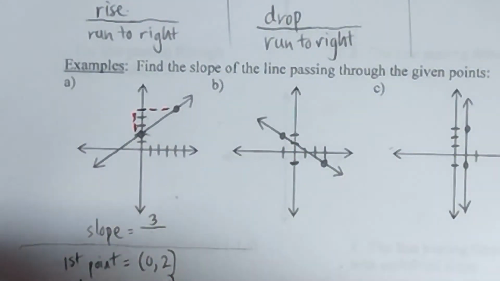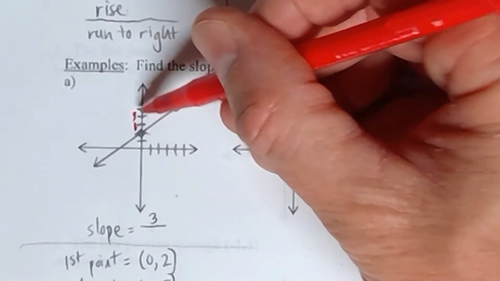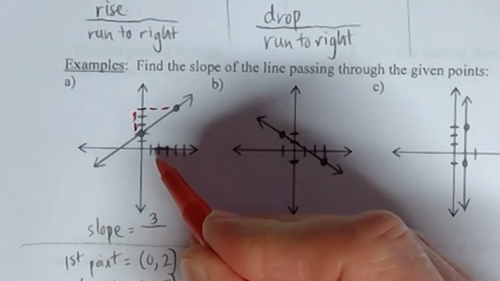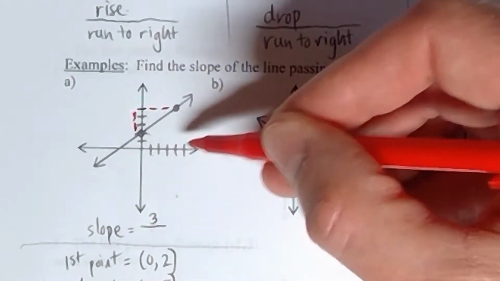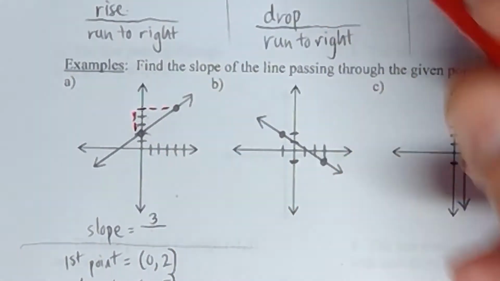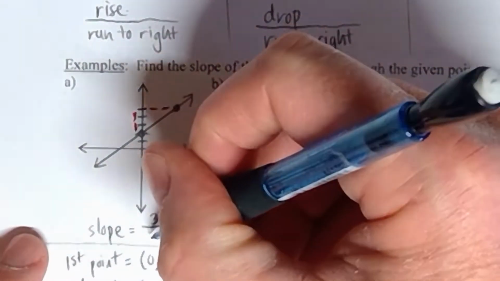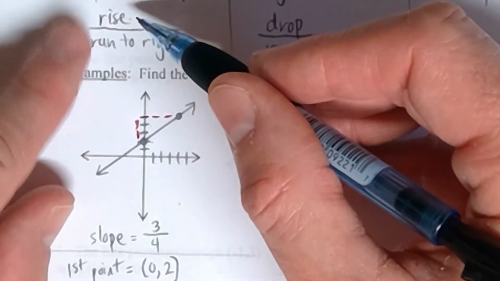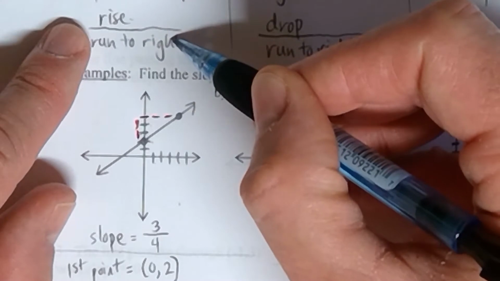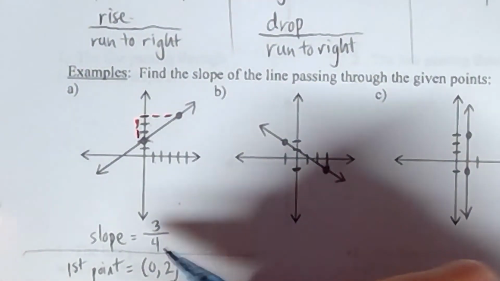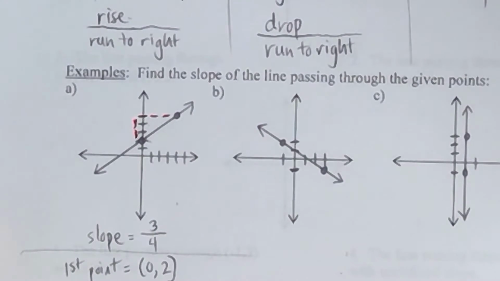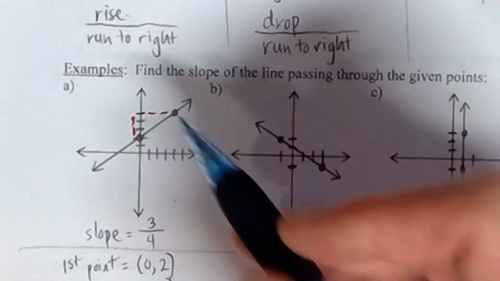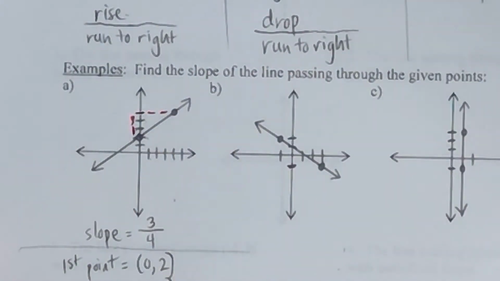And then how far over do we have to go to get from this point, which is where it lands after you rise, to this point? You have to go over 1, 2, 3, 4 until it lines up with that point. So that means that we ran to the right a distance of 4. So rise 3, and then run to the right 4. And so therefore the slope is positive 3/4, not negative 3/4, because it's always got to be positive when you go up as you move from left to right.